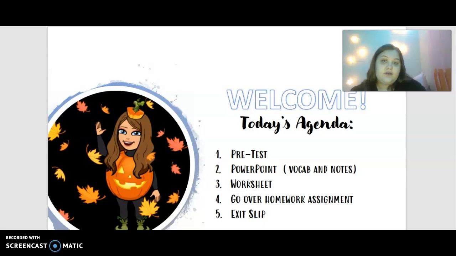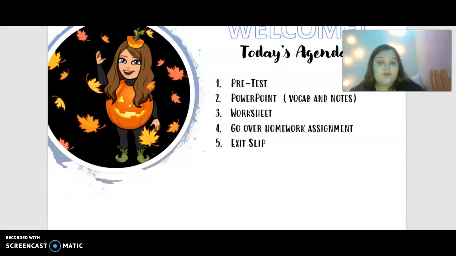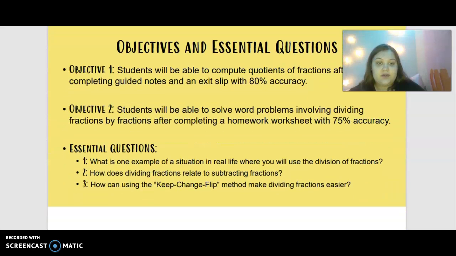Our first lesson is going to be dividing fractions by fractions, and on today's agenda we have a pre-test to start with, a PowerPoint where we will do vocabulary words and notes, a worksheet where we're going to go over a homework assignment, and we have an exit slip to wrap up the class. First we're going to go over our objectives and essential questions.